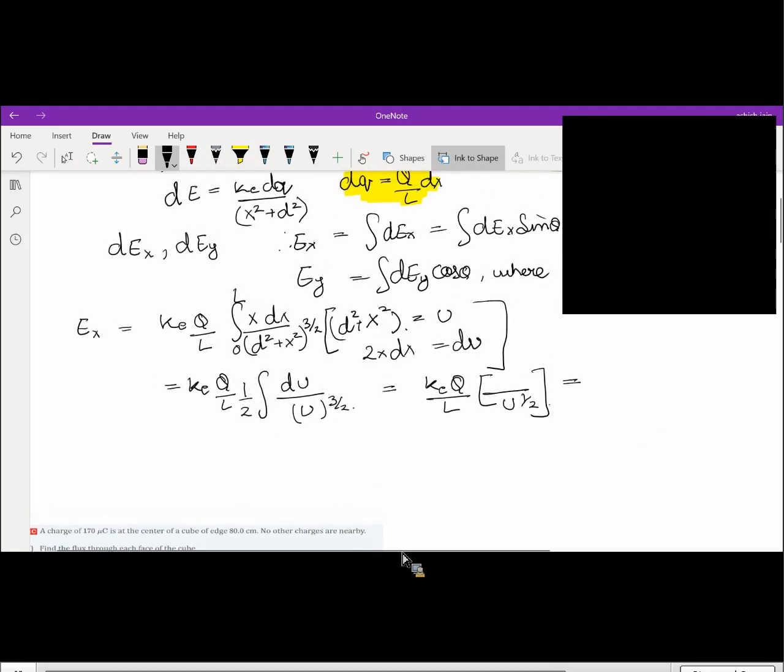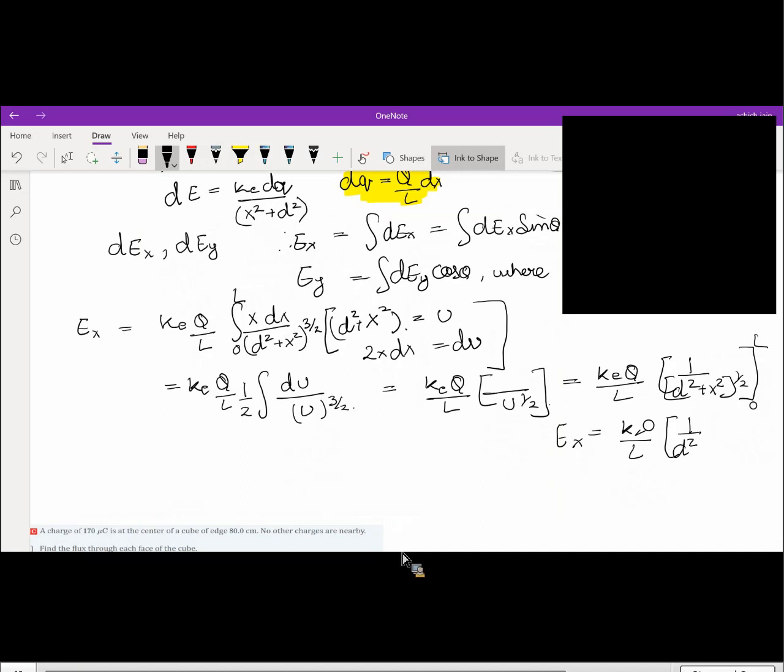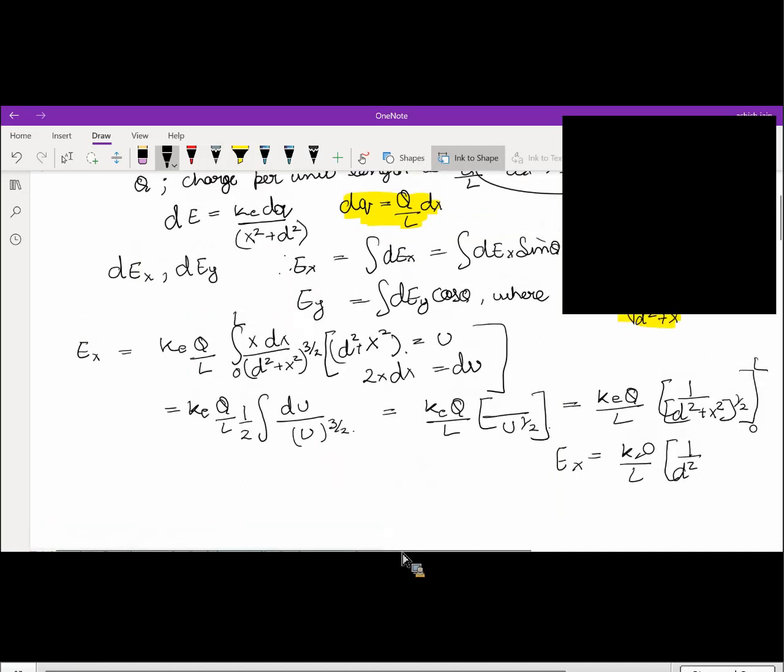You can put back for u. Ex is KQ by L, 1 by d squared plus x squared to the power 1 by 2, with the limit 0 to L. So you will get Ex as KQ by L, 1 by d squared. Can Ex equal KQ by x squared plus d squared?